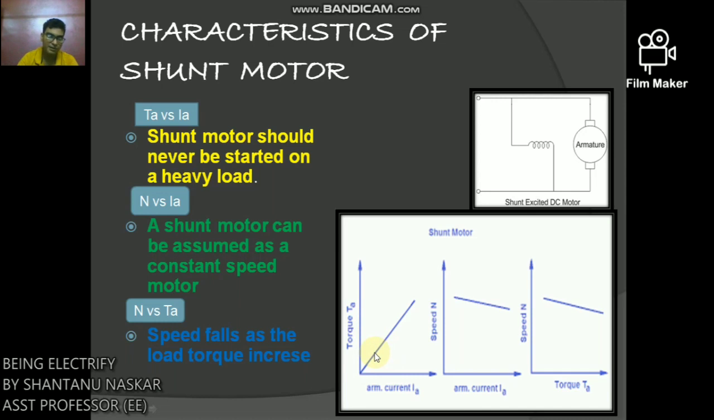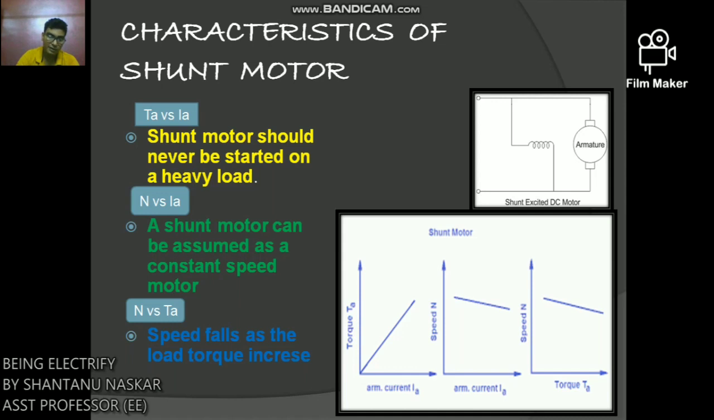Now speed versus armature current. The speed equation is N proportional to EB by phi. In our previous slide we discussed the speed relation, which is N proportional to EB by phi. The flux phi and EB in a shunt motor are almost constant under normal conditions. Therefore, the speed of a shunt motor will remain constant as the armature current varies.